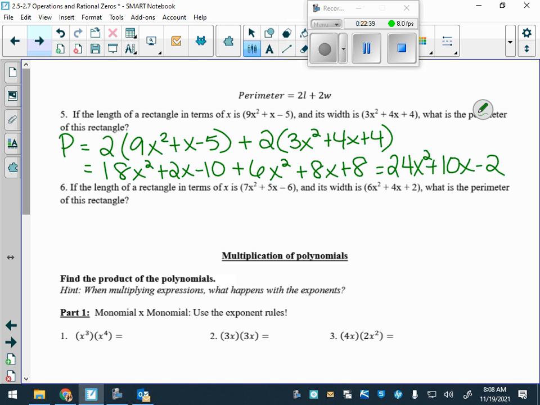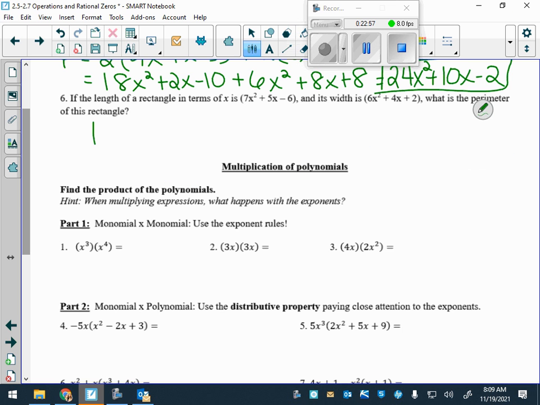Great. Okay. So be careful of your signs when we're combining. So that would be your answer in terms of x. 24x squared plus 10x minus 2. Okay. Try number 6. Okay. What does our perimeter equal? Tyler. Perfect. Good. Excellent. How many of you guys did get this?